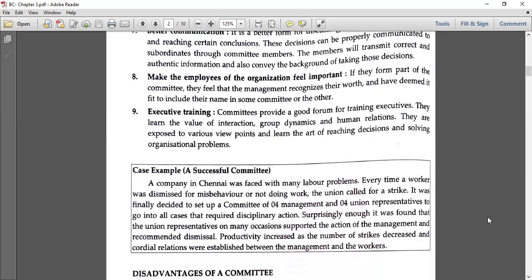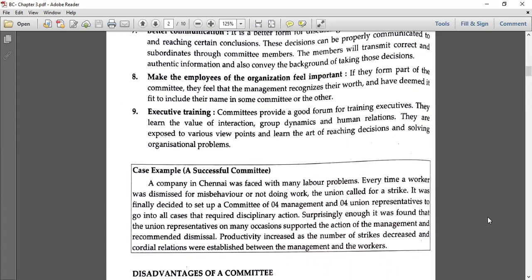And then the ninth and the last advantage is executive training. Committees provide a good forum for training executives. They learn the value of interaction, group dynamics, and human relations. In a way, they are exposed to various viewpoints and learn the art of reaching decisions and solving organizational problems.